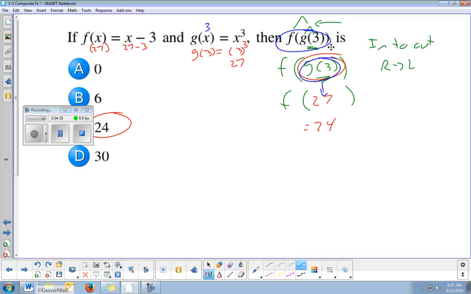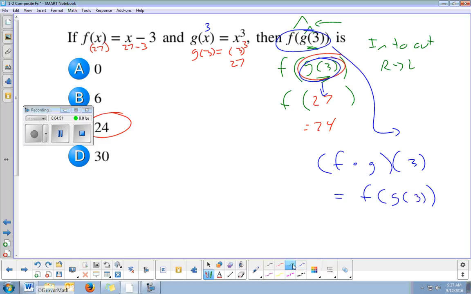The other thing that I want to point out here is sometimes you'll see this written a different way. Sometimes you'll see it as f, then a little bubble, g, and that could be in parentheses of 3. This is equivalent to f of g of 3. When you see this notation, like I said, we go right to left. Well, you would do g of 3 and then f of that. But you'll see both of these notations.